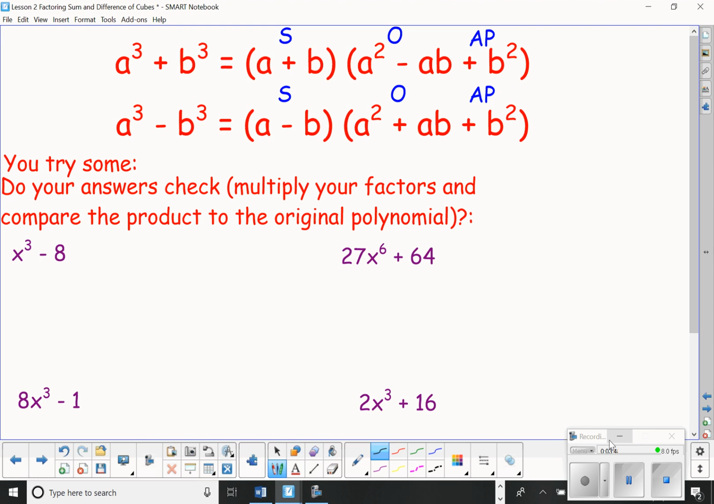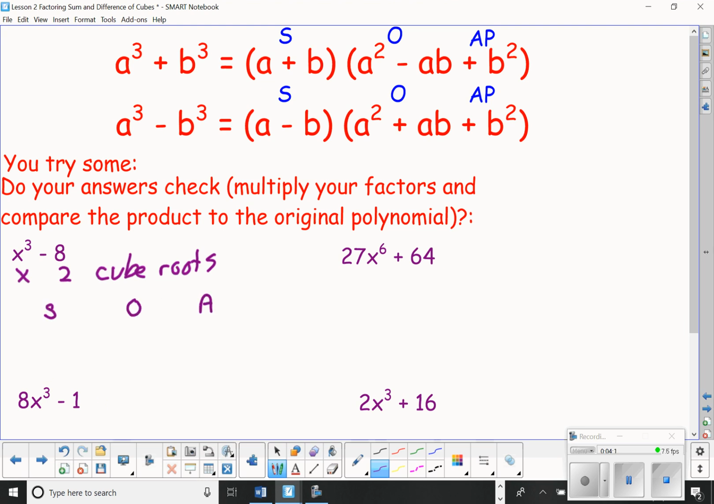Okay, so I've got x cubed minus 8. Well, the cube root of x cubed is x. The cube root of 8 is 2. So here I just got my cube roots. Now, what am I going to do with those cube roots? Well, I'm going to use a little bit of SOAP.